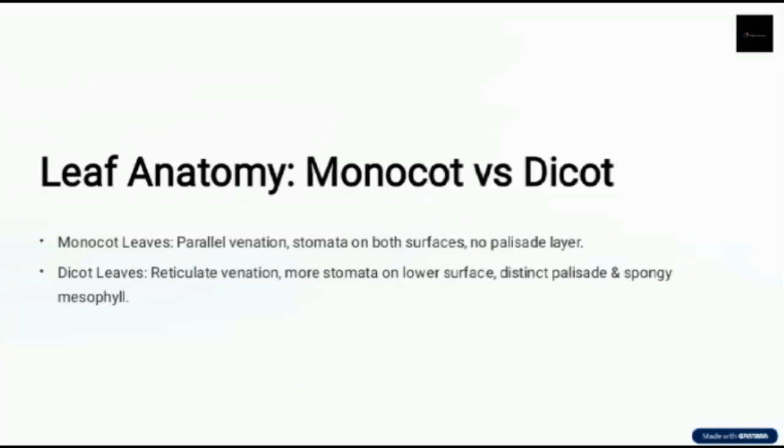Are you with me? So let's recap again. Monocotyledonous leaves have parallel venation, stomata on both surfaces, and no palisade layer. My mic is on, sorry.